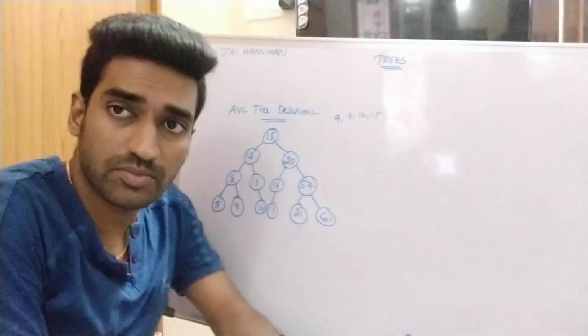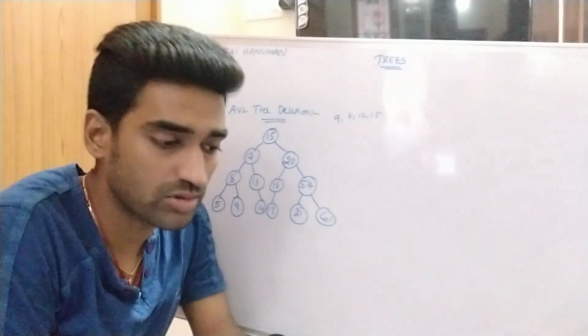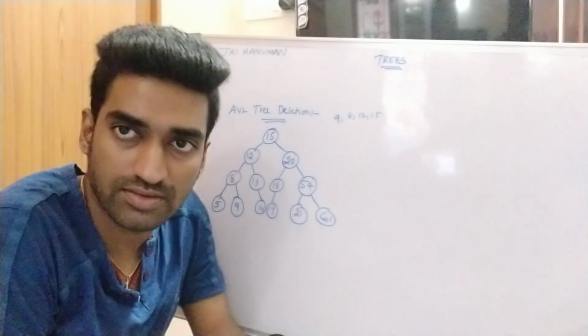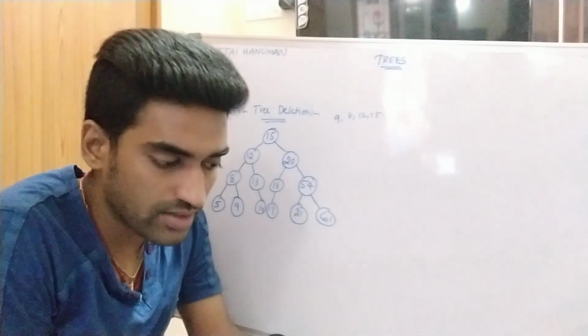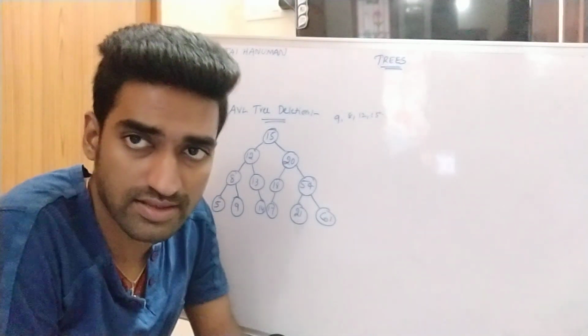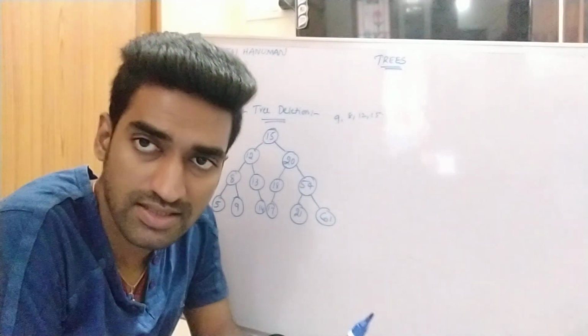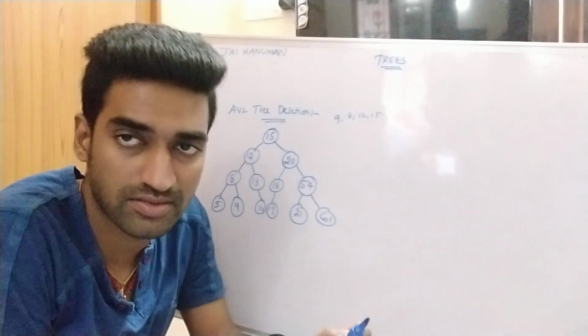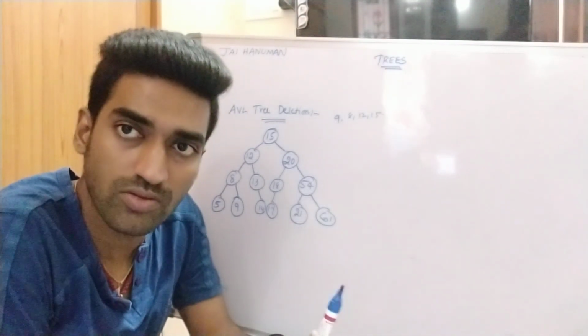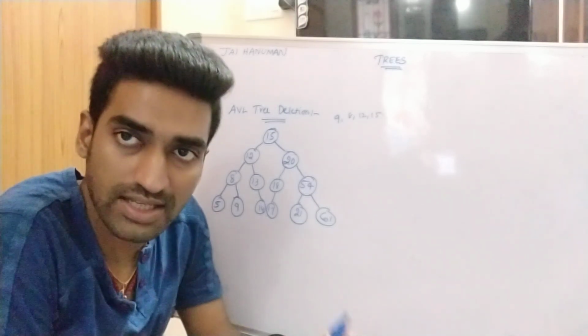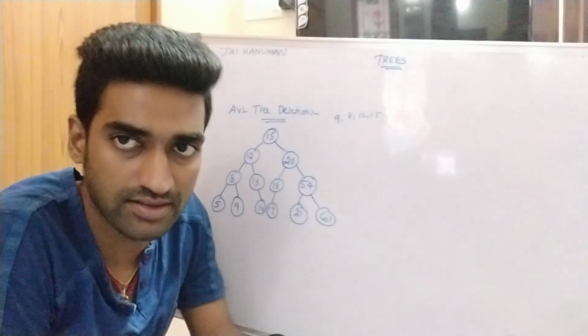Yes, hi friends. In previous sessions, we already discussed AVL tree construction, right? So what is an AVL tree? An AVL tree is a self-balanced binary search tree. It satisfies the binary search tree property as well as the balancing factor property. The balancing factor of each and every node is 0, 1 or -1. Then only we can say that the tree is an AVL tree, right?